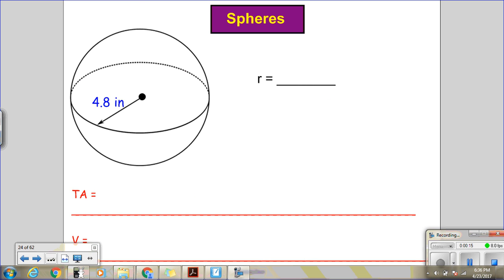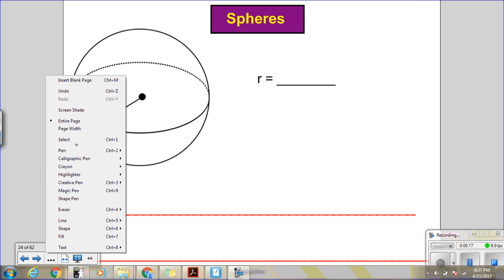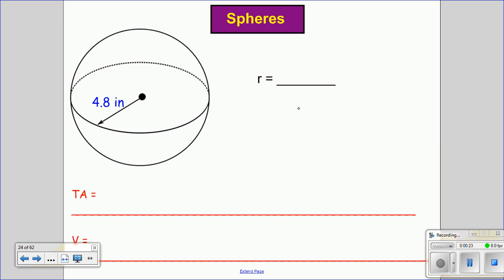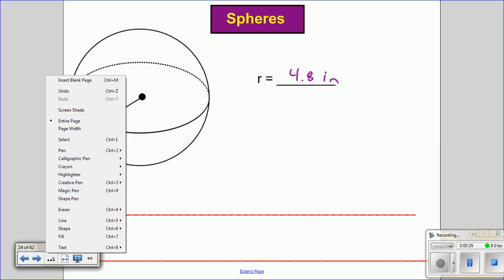So the main important information you need for the sphere is the radius and the formulas for everything. The radius of this sphere is 4.8 inches. And let's look at the formula chart for our formulas.